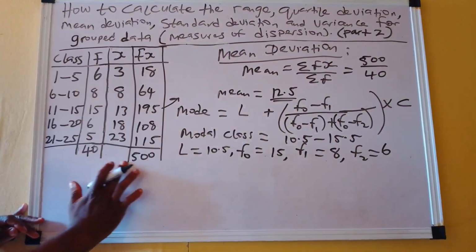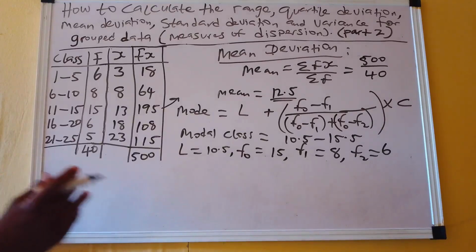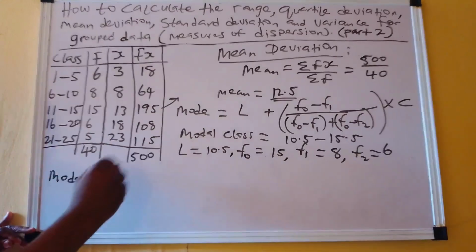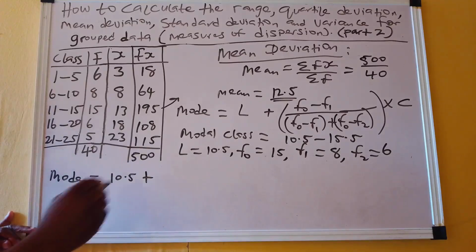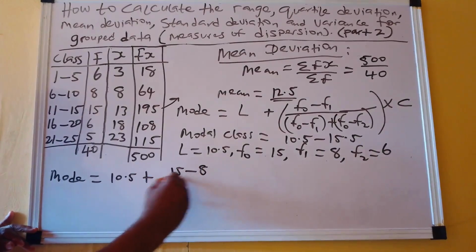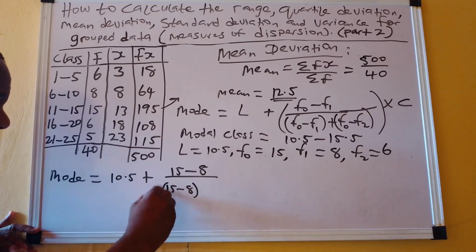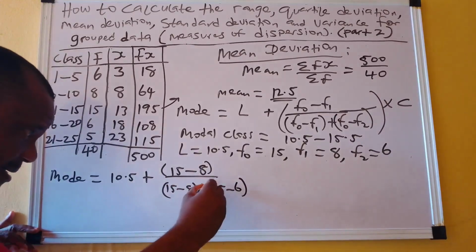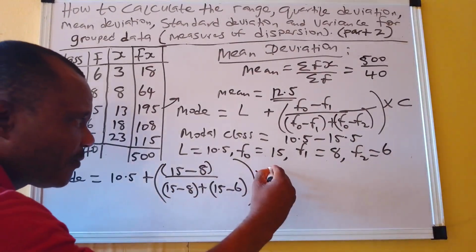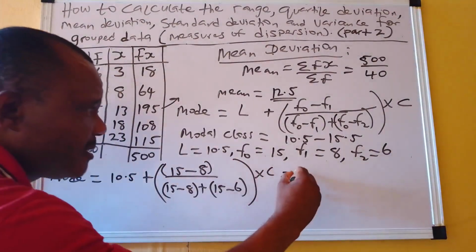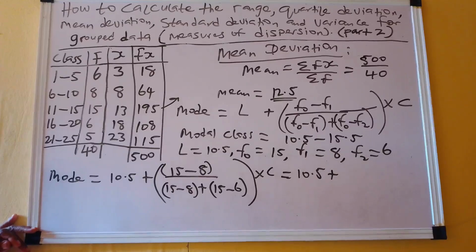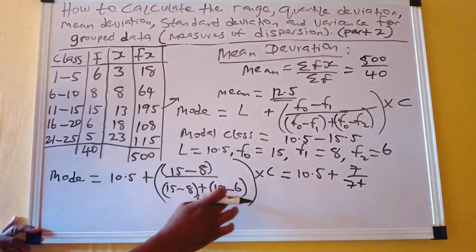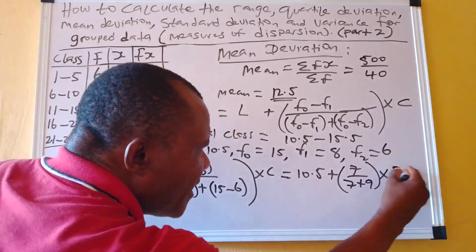So we can now come here and calculate our mode. The value we calculate must fall within this class, 10.5 to 15.5. So our mode is equal to our L, 10.5, plus F0, which is 15, minus F1, which is 8, all over F0, 15 minus 8, plus F0, 15 minus F2, which is 6, then times the class width C. Permit me to move further. This will be 10.5 plus 15 minus 8 is 7, all over 15 minus 8 is 7, plus 15 minus 6 is 9, all times 5, which is our class width.